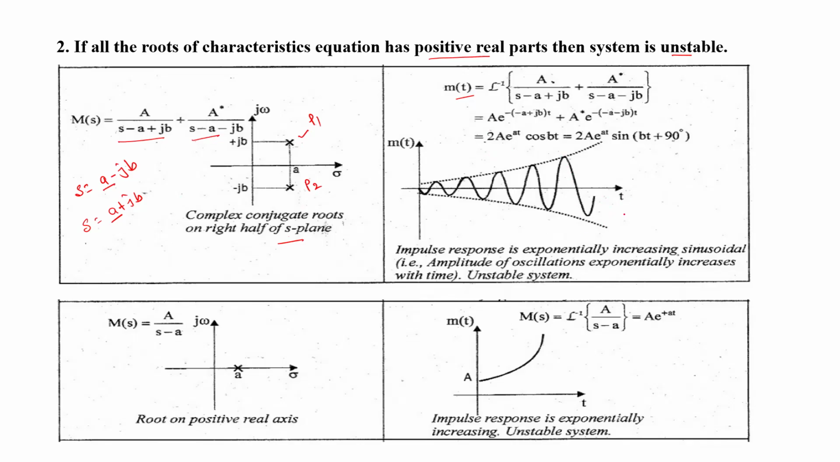That response is going to increase here. So finally, it is the unstable system. And another condition: if the root is on the positive real axis. So here the root is what? S equals A. So that is the right side of the S plane on the positive x-axis. And again, if you see that impulse response here by using the Laplace inverse, it is going to increase. So that's why it is the unstable system.